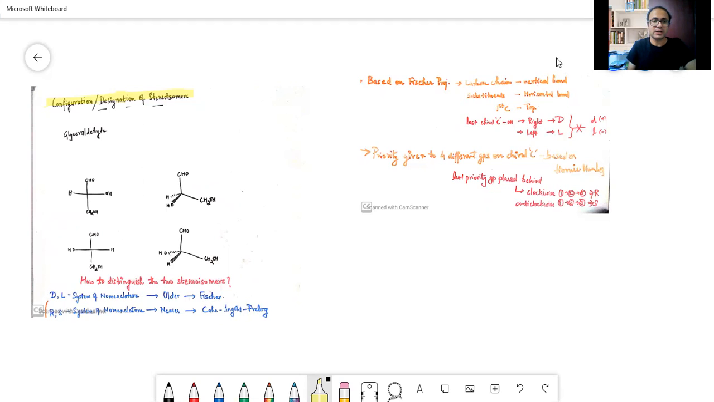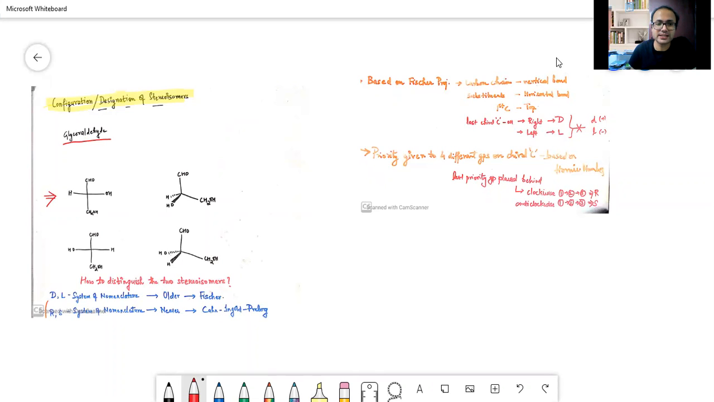So to understand what I am telling you right now about the configuration or the designation of stereoisomers, probably you won't be understanding what I'm trying to tell you. So let me take an example to illustrate this particular point to you. For example, if we talk about a simple molecule like glyceraldehyde, which is the simplest carbohydrate with a 3-carbon atom.